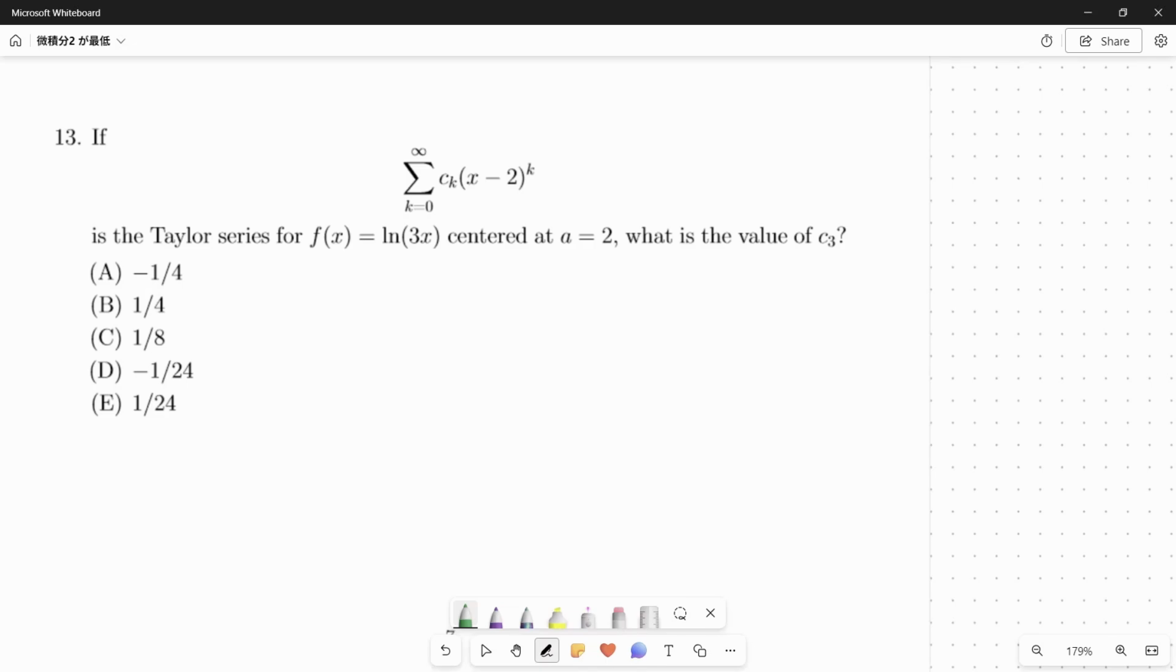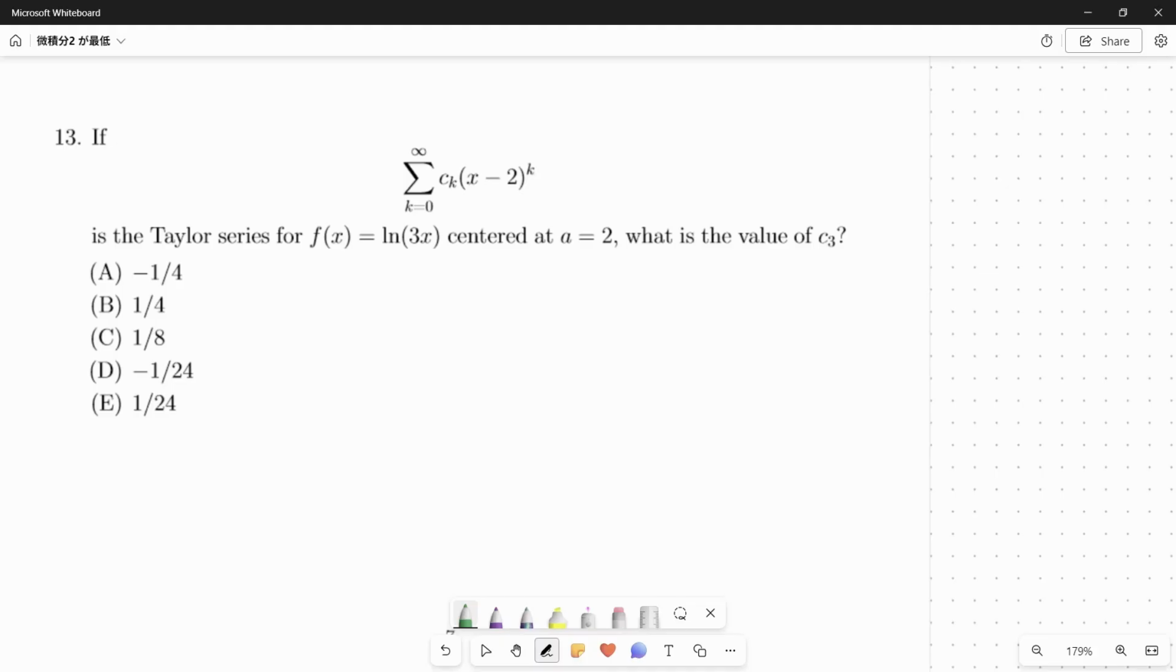Alright, so if the given series is the Taylor series for f of x equals ln of 3x, centered at a equals 2, then what is the value of c sub 3? This question is going to be a little similar to one from a few questions ago that dealt with a series, where we had to relate it to the general formula of a Maclaurin series to get somewhere.